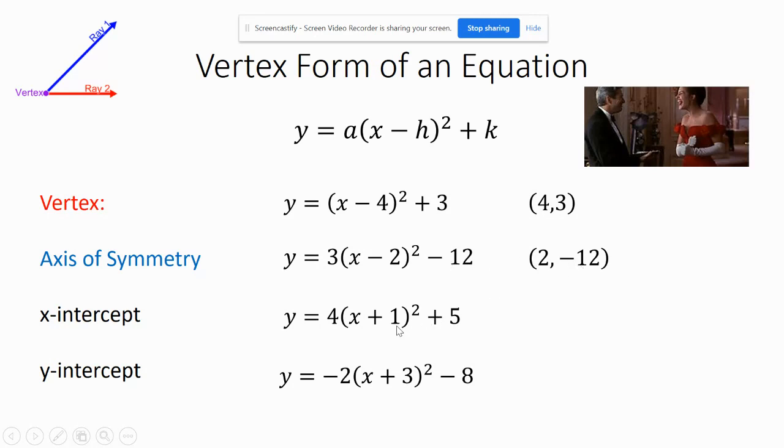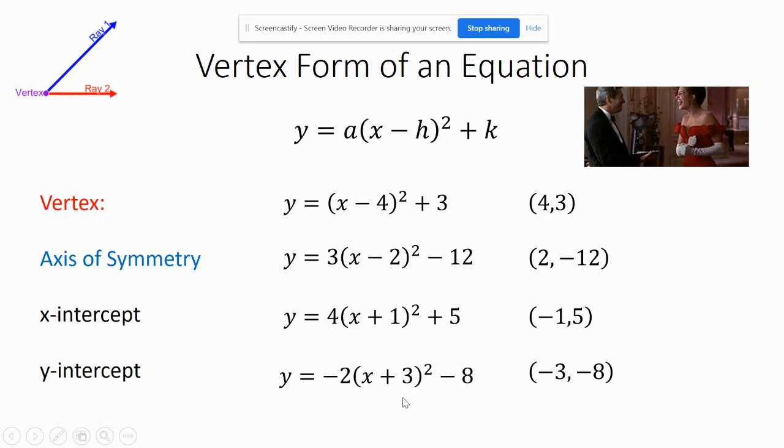Then on this next one here, you see this positive 1? So what's the opposite of positive 1? -1, and then the 5. And then this is a positive 3, so it would be -3 and a -8. Here are the vertexes. That's why this is called vertex form, because this tells me the vertex very quickly and very simply.